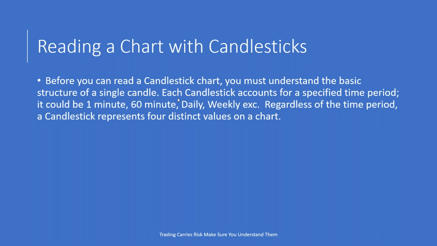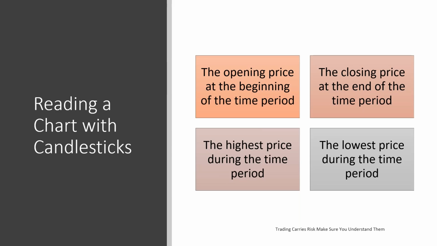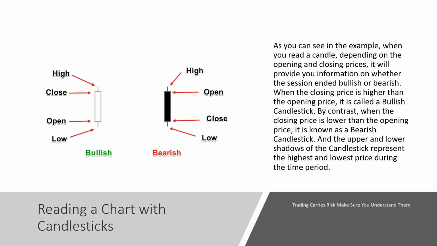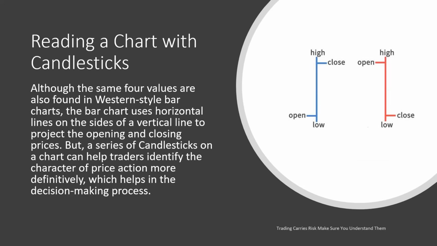So before you can read a candlestick, you must understand the basic structures of a candle. Each candlestick accounts for a specific time period, and it could be from 1 minute, 60 minutes, daily, weekly. Regardless of the time period, a candlestick represents 4 distinct values on a chart: the open, the high, the low, and the close. So they're all pretty much the same. Although the same 4 values are also found in the bar chart, the bar chart uses horizontal lines on the side of the vertical line to project the open and close.